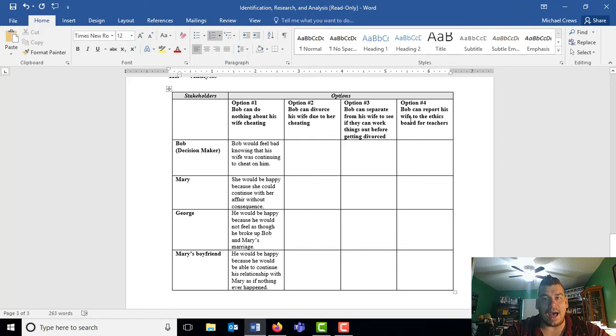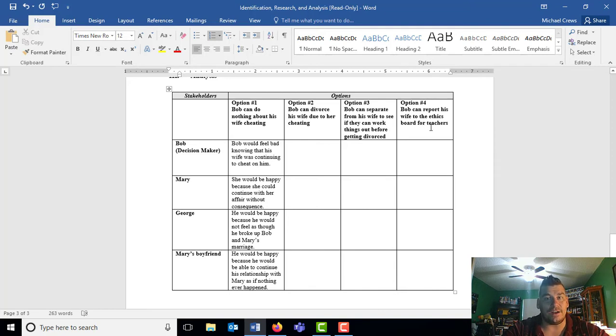And then I've got 4 options laid out that Bob can do. One option is you can always do nothing, right? Bob can do nothing about his wife cheating. Just pretend like it's not happening. Bob can divorce his wife due to her cheating. Bob can separate from his wife to see if they can work things out before getting divorced. Bob can report his wife to the ethics board for teachers.